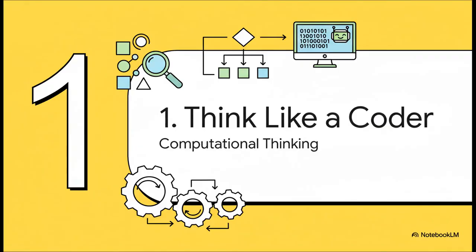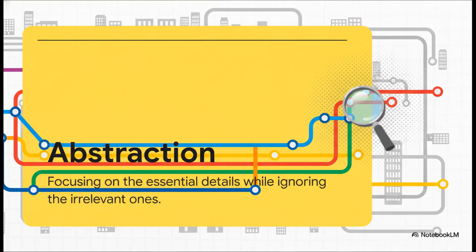Okay, first things first. Before you even dream of writing a line of code, you've got to learn to think like a coder. The official term in your exam spec is computational thinking, but really, it just means learning how to look at a problem and break it down in a way that a computer can actually understand and solve.